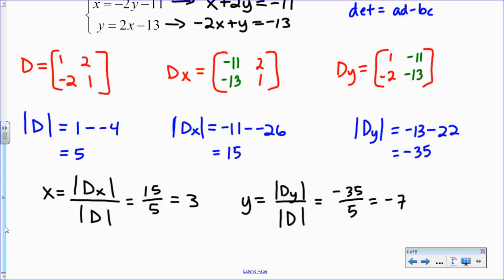We've solved for x and y. So when you're solving the system, you either get an ordered pair or an ordered triple. This is just x and y, so 3, negative 7. Okay?